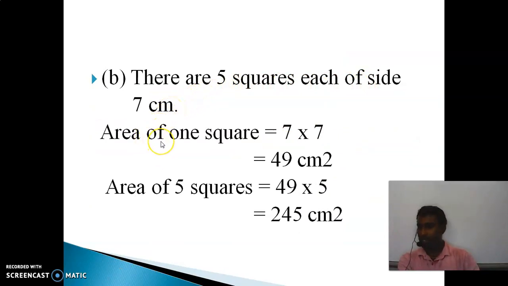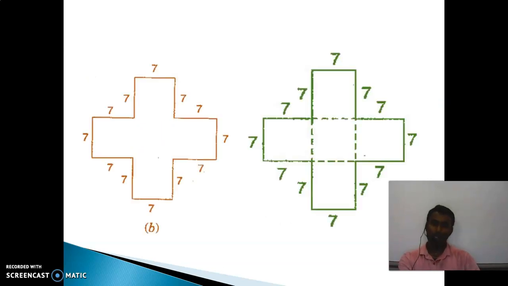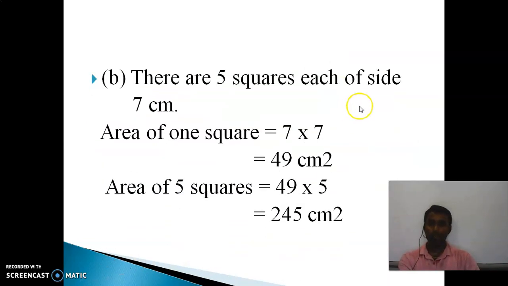So the area of 1 square, which we have to find. What is the area of 1 square? Here side value is 7 centimeter, here side value is 7 centimeter. So area of 1 square is 7 multiplied by 7, which is equal to 49 centimeter square. So the area of 5 squares is 49 multiplied by 5. Why do we multiply by 5? Because for 1 square it is 49, so for 5 squares, 49 into 5. 9 5s are 45, and 4 5s are 20, plus 4 is 24, so 245 centimeter square. So this is your answer.